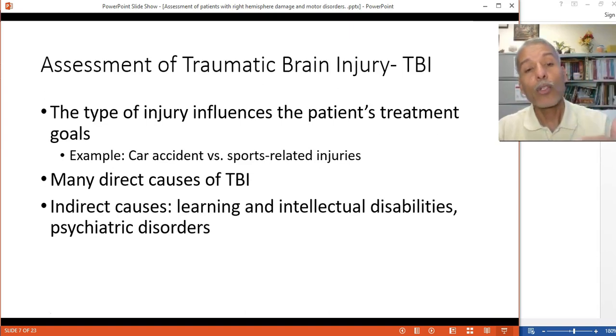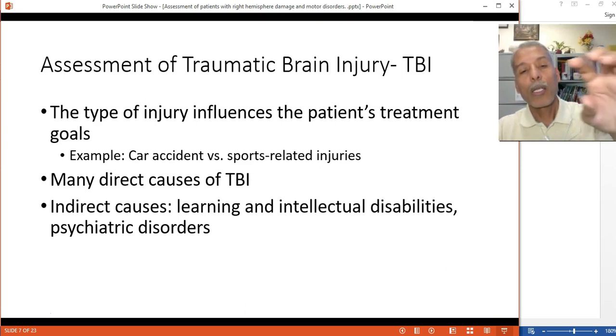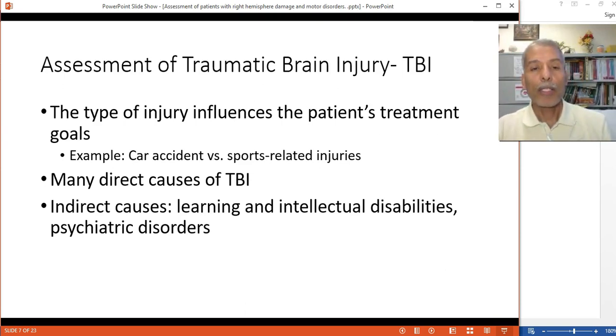Then the indirect cause is of that damage. The indirect result is a learning disability, difficulty with comprehension. Someone would have an intellectual disability or psychiatric disorder. All of these can be indirect causes, or actually indirect results, of the brain damage that results from traumatic brain injury.